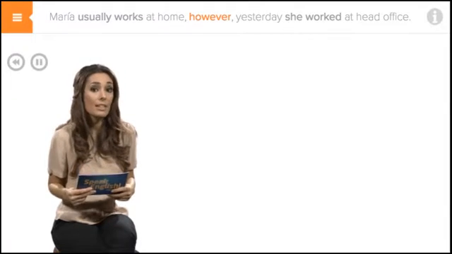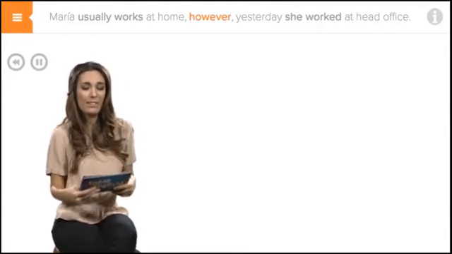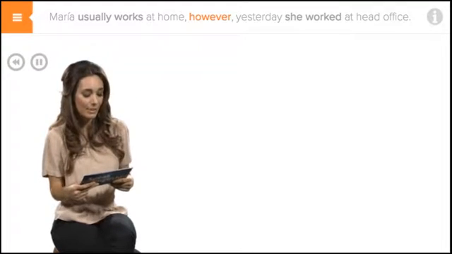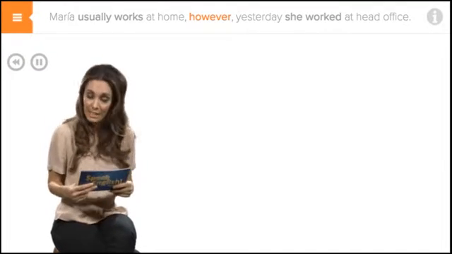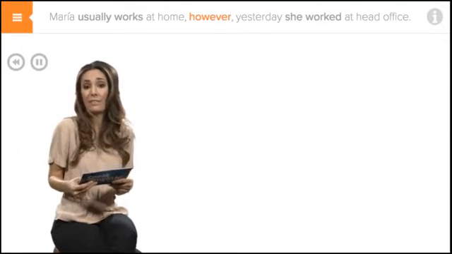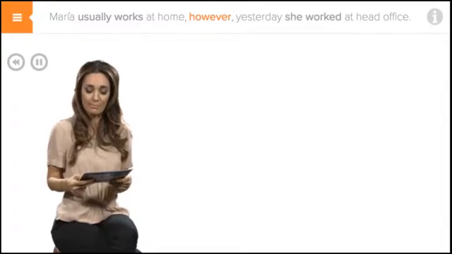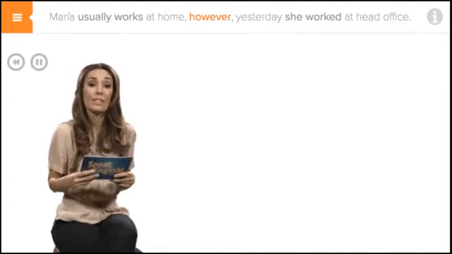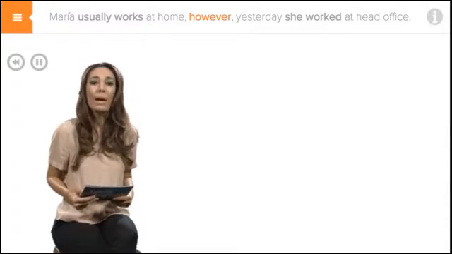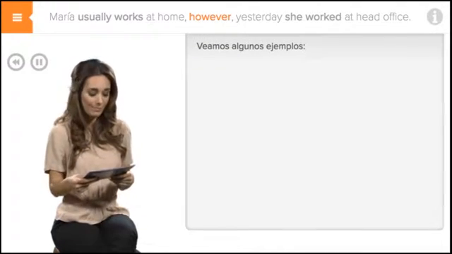Con nevertheless, es decir, no obstante, solemos hacer lo contrario. Usarlo después de una idea negativa y antes de una positiva. Por ejemplo, he's not good enough, nevertheless, we'll hire him. Es decir, no es lo suficientemente bueno. No obstante, lo contrataremos. Veamos estos 3 ejemplos.